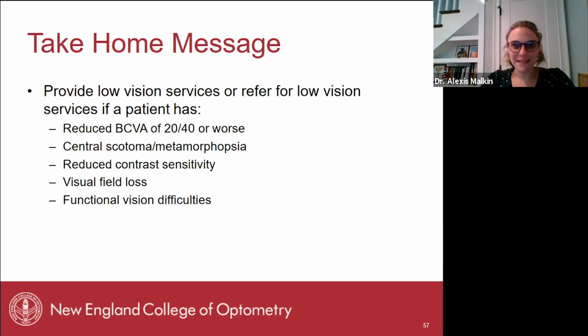So in the last couple of minutes, your take-homes are, remember what the Academy of Ophthalmology here says: provide or refer for low vision services if the patient has reduced best corrected vision of 20/40 or worse, central scotomas, reduced contrast or visual field loss, and most importantly, functional difficulties that they complain about.